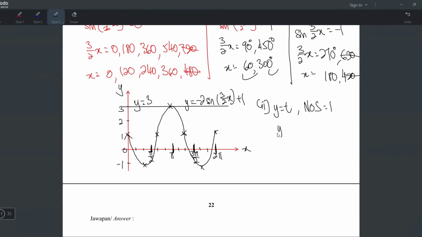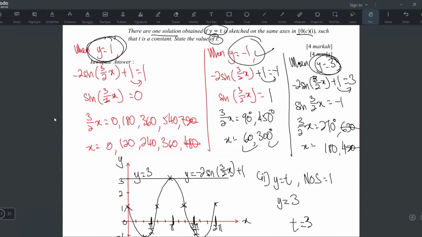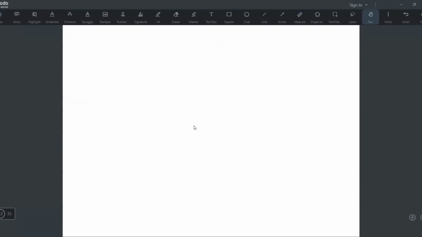So now you know the y has to be equal to 3 for it to have one solution. That means t is 3. Because you can just compare with this, then you know your answer already. t is equal to 3. And the question asks you to find t, so that is the answer. Okay, that's all.